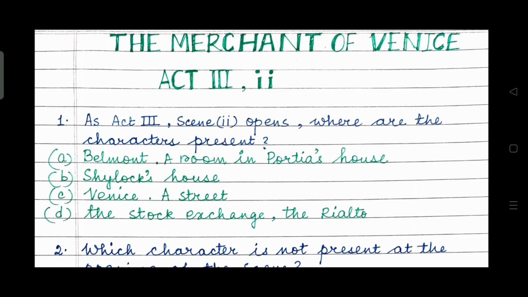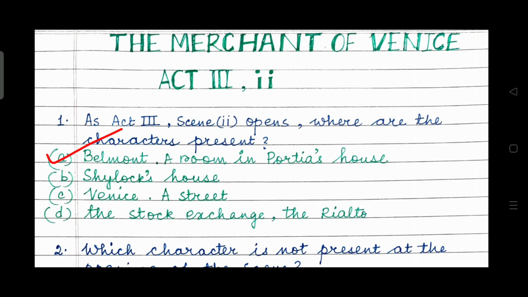The Merchant of Venice Act 3 Scene 2. Question 1. As Act 3 Scene 2 opens, where are the characters present? Option A, Belmont, a room in Portia's house. Option B, Shylock's house. Option C, Venice, a street. And option D, the stock exchange, the Rialto. The right answer is option A, Belmont, a room in Portia's house.